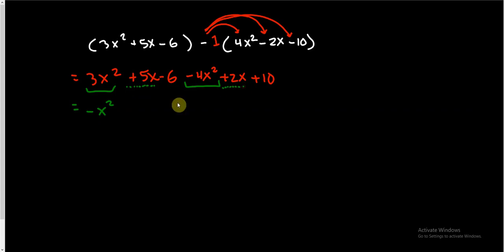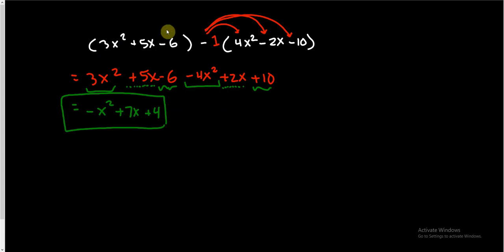Plus 5x and plus 2x, that'd be plus 7x. Minus 6 plus 10, that'd be positive 4. Okay, so hopefully you're feeling pretty good and you see how fast we can do these without really much stress. That was really easy.